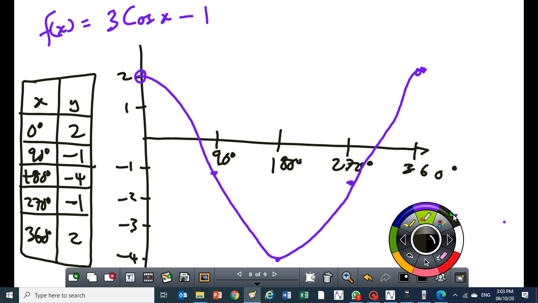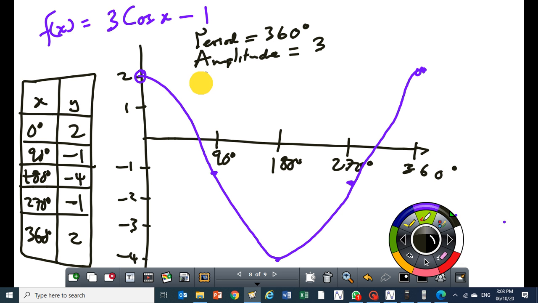If we start here with the period, it is 360 degrees. Your amplitude is the coefficient of cos x, or you can use the calculation y max minus y minimum all over 2. If you don't know how to calculate it, you can get the amplitude from the equation. It's equal to 3.